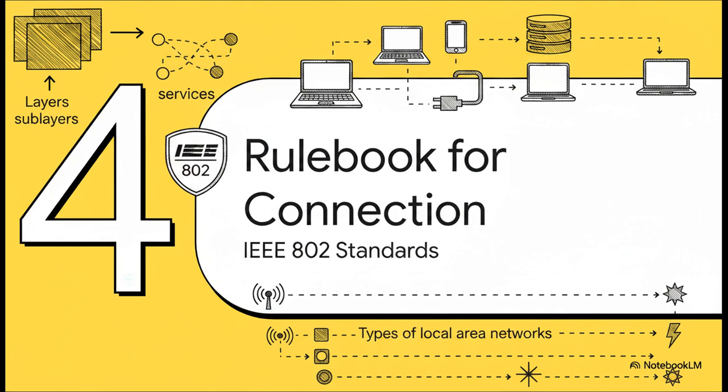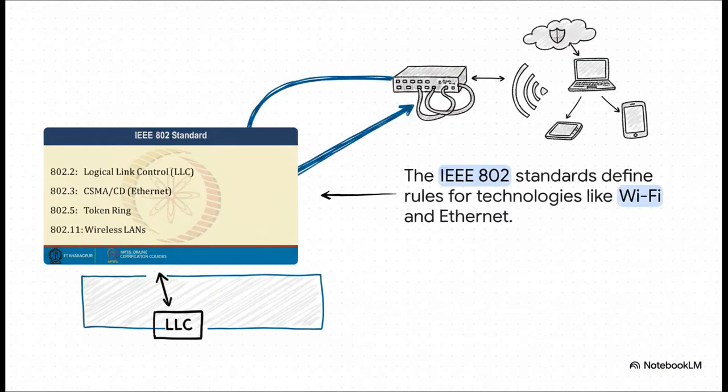Okay, so we've got these concepts, layers, sublayers, different services, but how does this all turn into actual technology that we can buy and use? Well, that's where standards come in. A group called the IEEE created a whole family of standards known as IEEE 802 that lay down the specific rules for different types of local networks. And this is where the theory hits the road.